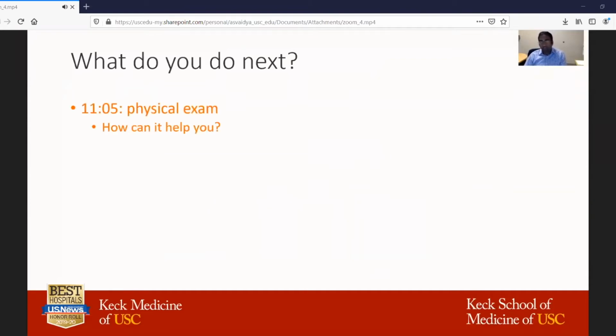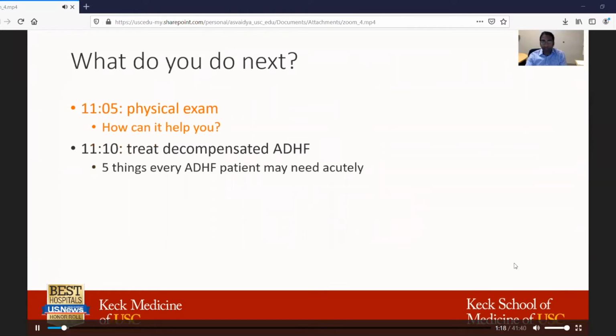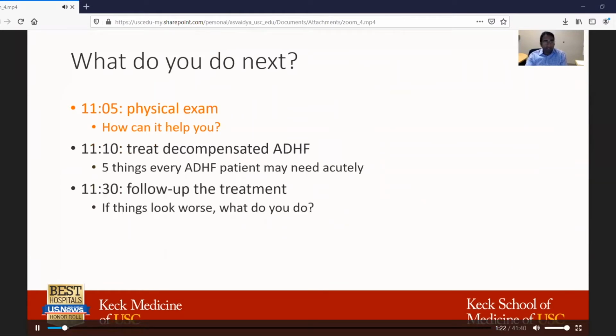Obviously, the first thing you do when you go into the room after speaking with the patient is your physical exam. How can this information help you? You're then going to treat the patient for acute decompensated heart failure, and we'll go over the things that you need to know to treat a patient effectively in the acute setting. And then you're going to follow up your treatment. If things look worse, what do you do? How do you react to that? And what do you do when the dust settles?